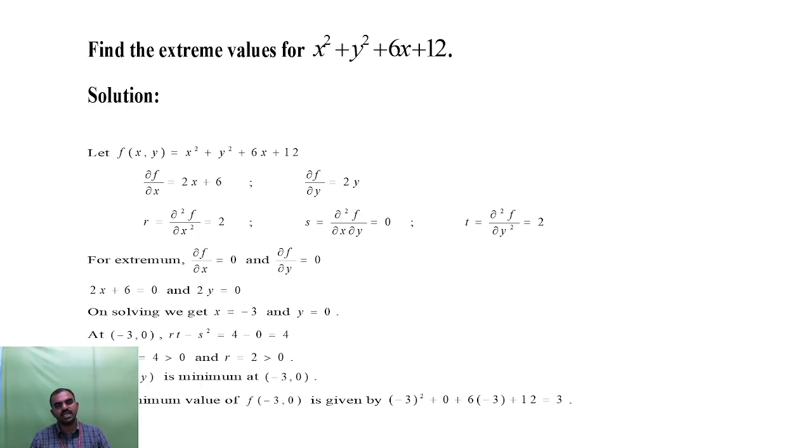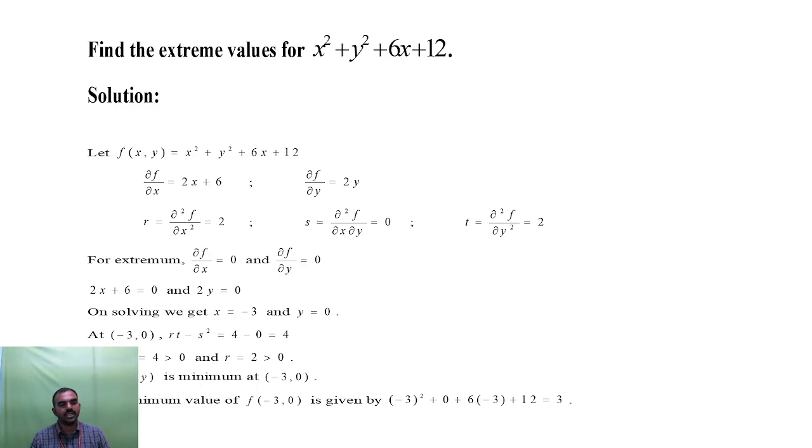Find the extreme values of x square plus y square plus 6x plus 12. Let f of x comma y be the given function, x square plus y square plus 6x plus 12. First, we find the stationary point. How to find the stationary point? ∂f/∂x equals 0 and ∂f/∂y equals 0.